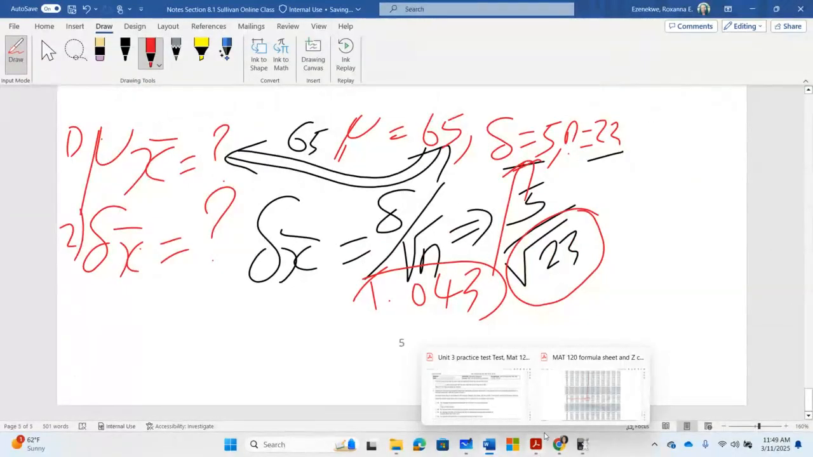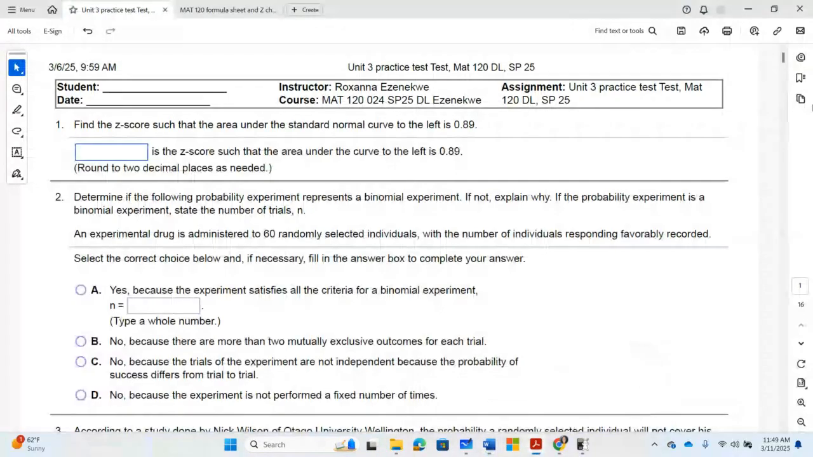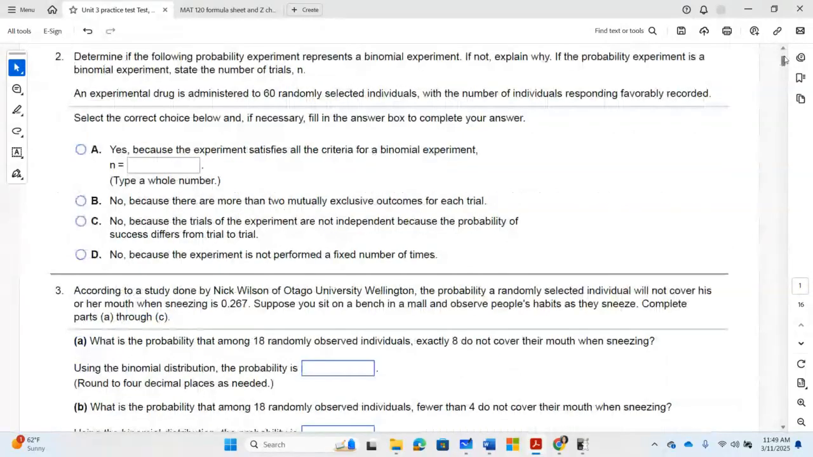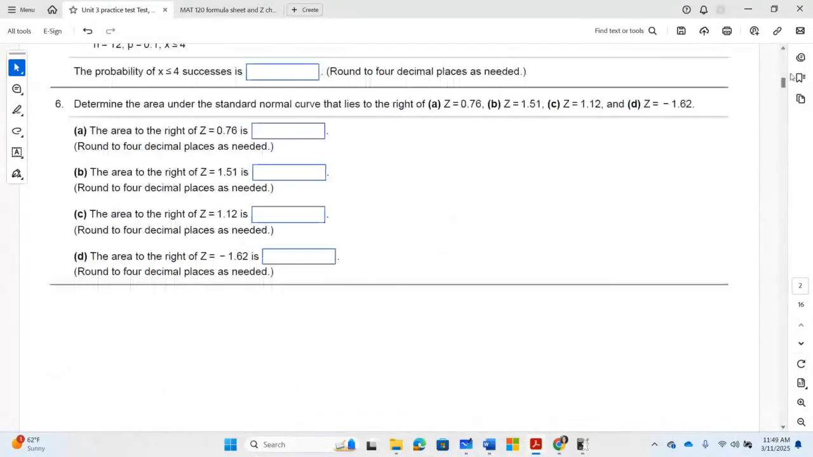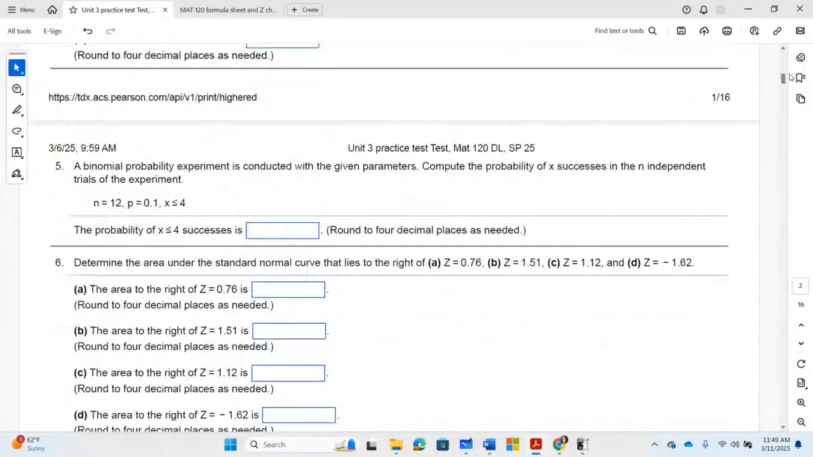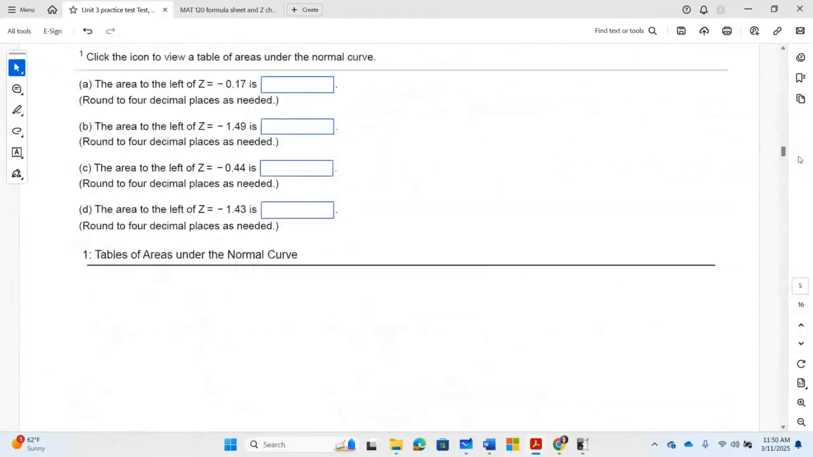Let's get out to our practice test, and we are going to answer questions on central limit theorem. We already answered number 1, which is on percentile. I'm only looking for questions on central limit theorem. We answered question number 5 last week in binomial distribution. I hope you studied binomial distribution. All right, the next one now is 8.1. That's what we're doing now.